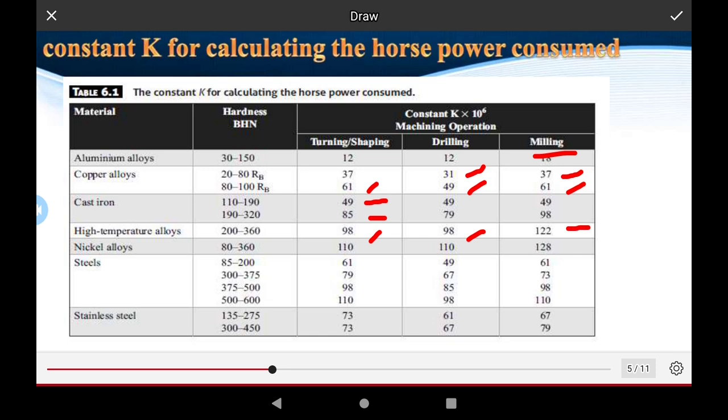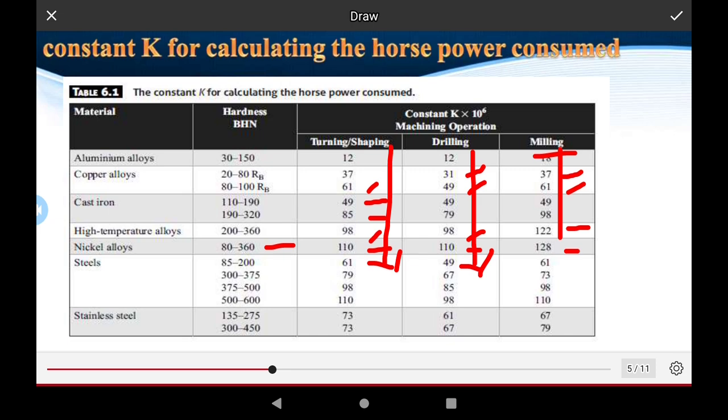Okay, and for nickel alloys the BHN number is 80 to 360, and turning and shaping is 110 into 10 power 6, and the other value is 110 into 10 power 6, and 128 into 10 power 6 for the milling operation. For all the different operations, the constant value is different.